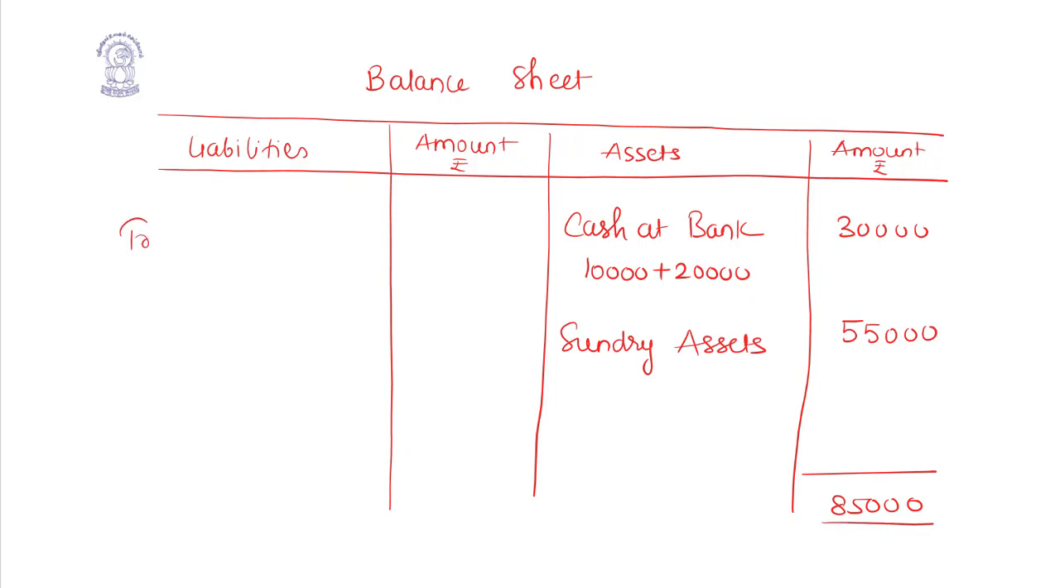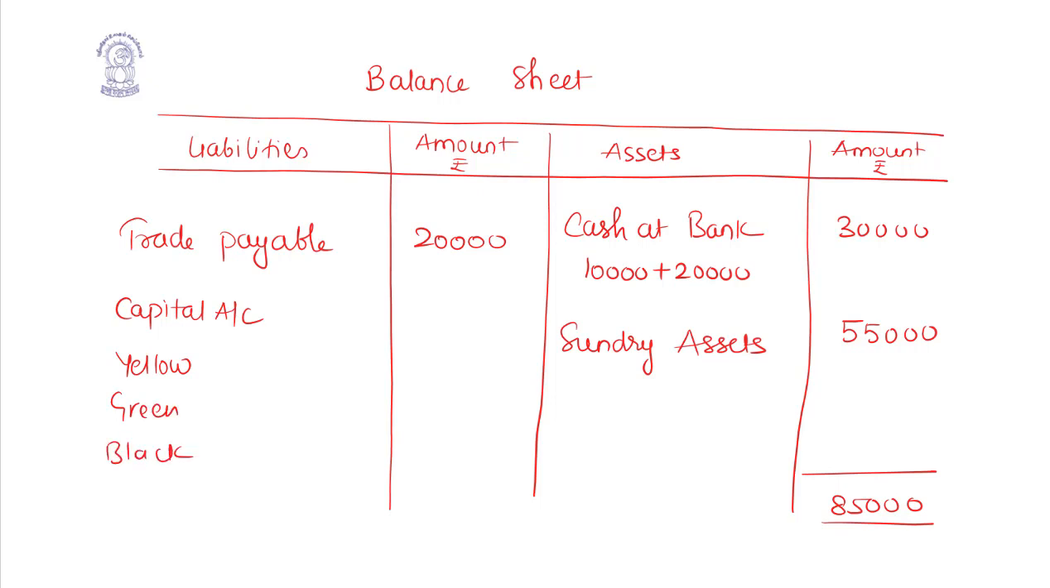On the liability side, trade payables, which is given in the previous balance sheet, 20,000. And capital accounts: Yellow, Green, and Black. Black brought in 20,000 as capital, less 11,250 contribution for goodwill. So the remaining capital is 8,750.